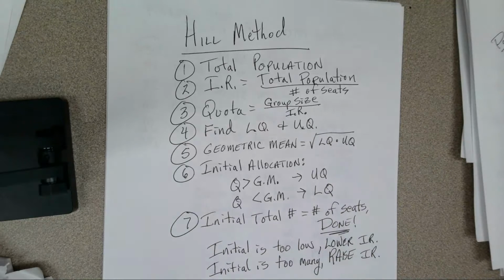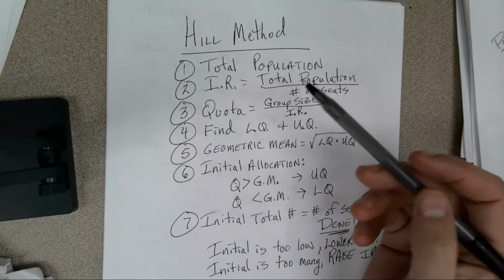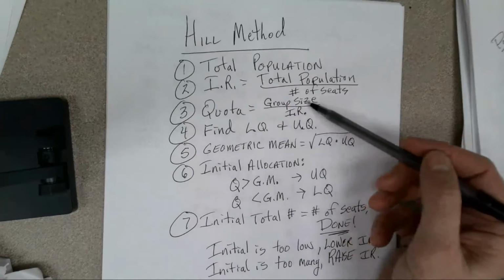All right, so here's our last method. I've written out the steps here. Just real quick, I'm going to go over these so I can get to the two examples here. So the first three steps are the same, same as all the other ones we've done. You find your total population, you find your IR, you find your quota.